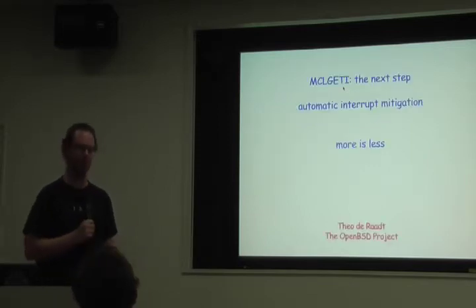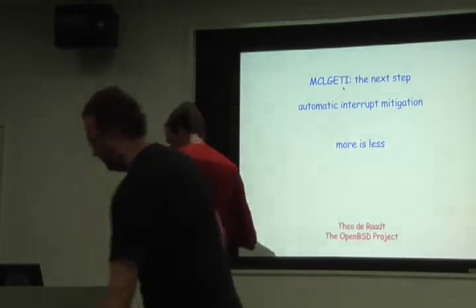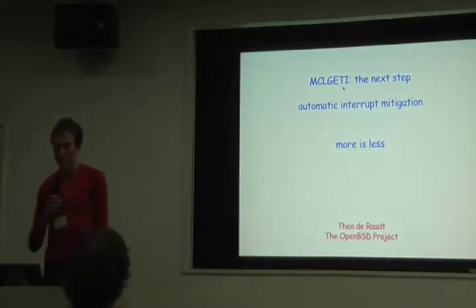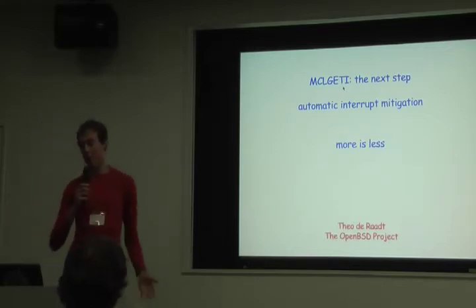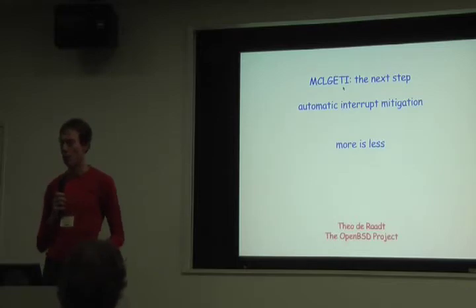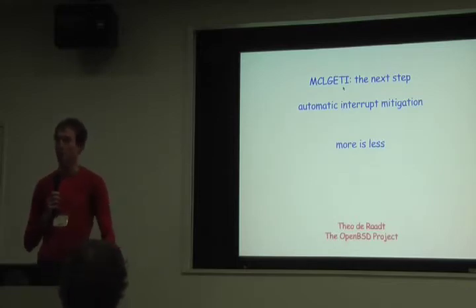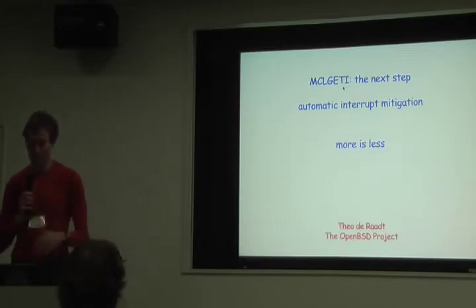Well, the next step after mclgeti is automatic interrupt mitigation. So that's nice. Now basically, when a huge flood is coming at your machine, we can step back and drop the packets very early on. Unfortunately, there are still some components that we can improve. Or fortunately.